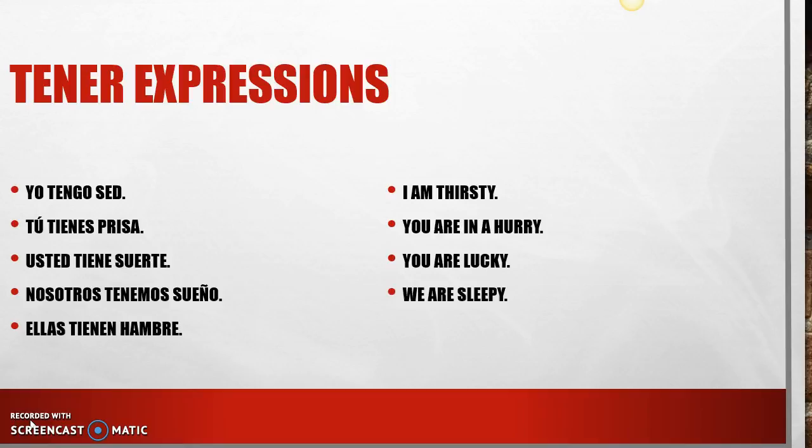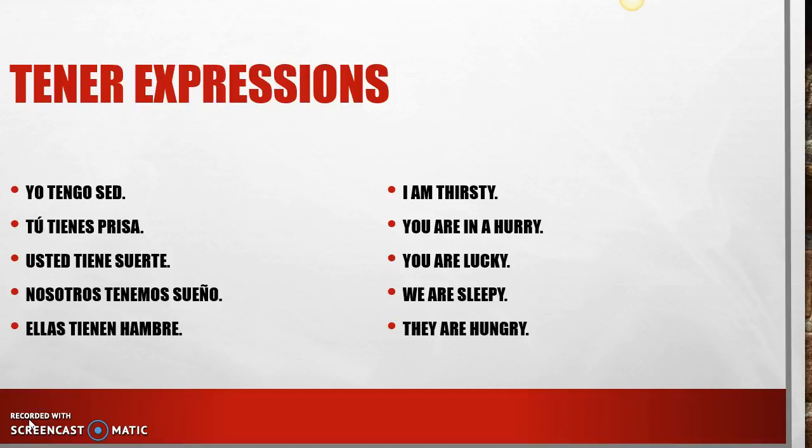Nosotros tenemos sueño. Since our subject is nosotros, we conjugated tener in the nosotros form. Tener sueño translates to be sleepy. So nosotros tenemos sueño is we are sleepy.